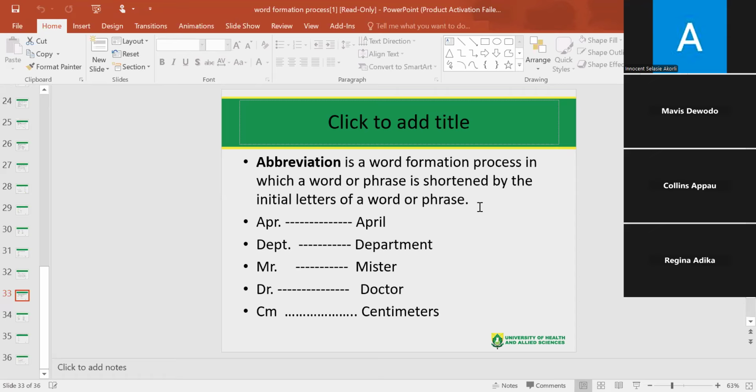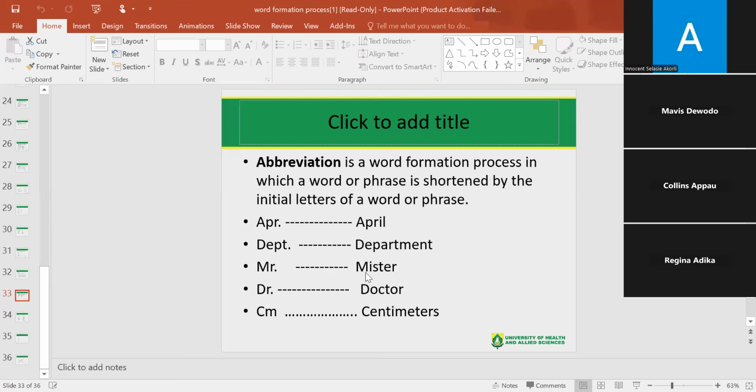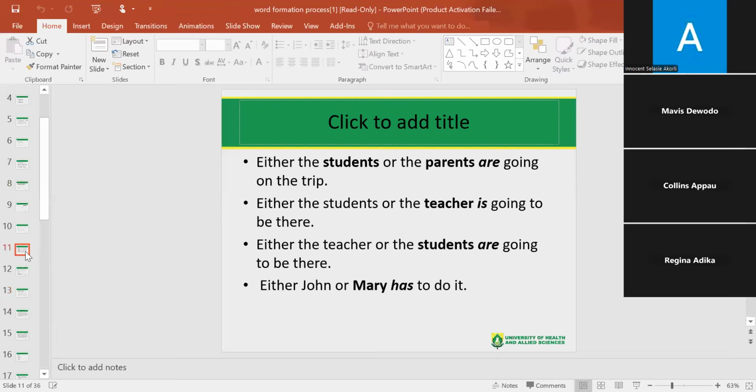So it's very controversial anyway. But that is it. That is all that we have for word formation processes. I think my job is done for today. If you have any questions to ask, you can ask.